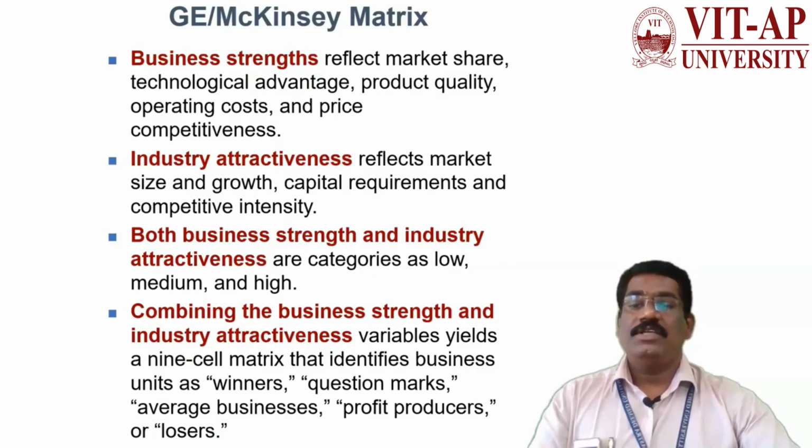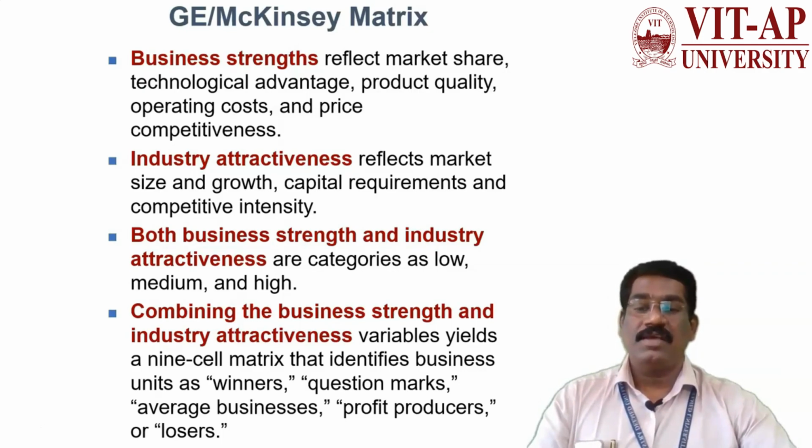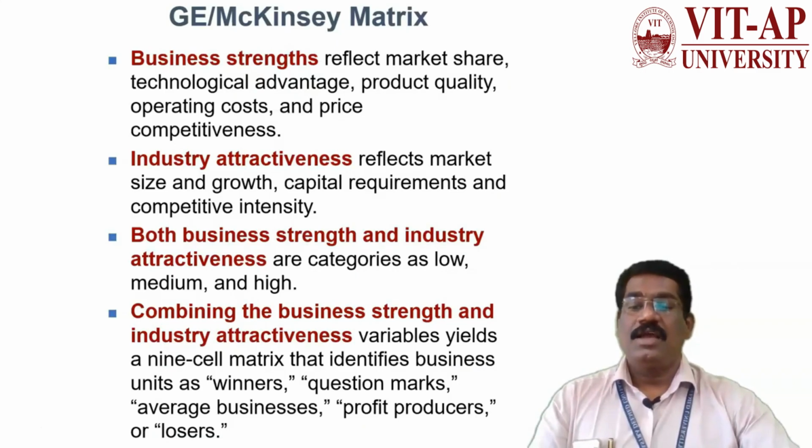Next, both business strength and industry attractiveness are categorized as low, medium, and high. That's the way you can see the matrix. Combining business strength and industry attractiveness, we get a 9-cell matrix that identifies business units as winners, question marks, average businesses, profit producers, and losers.